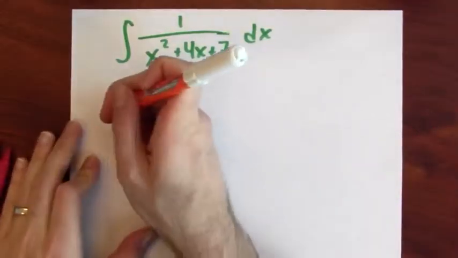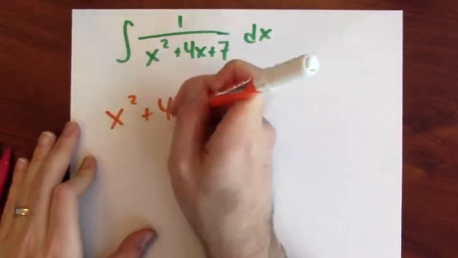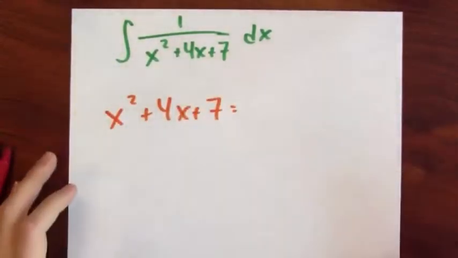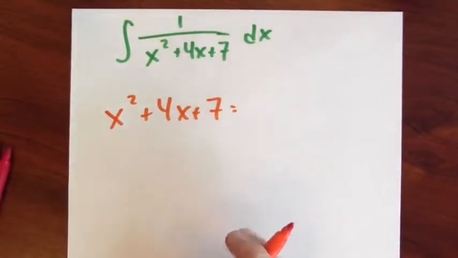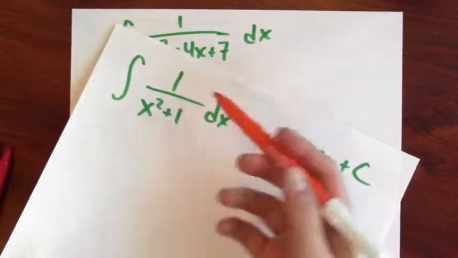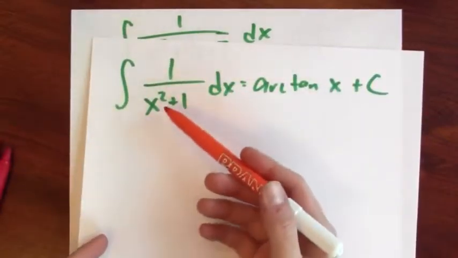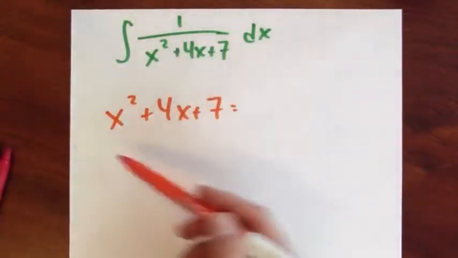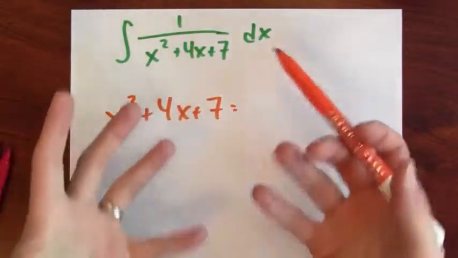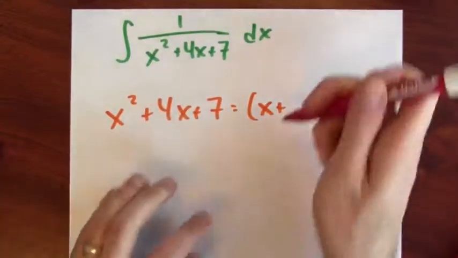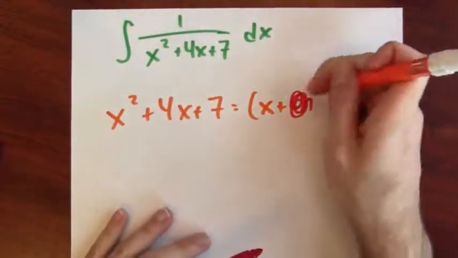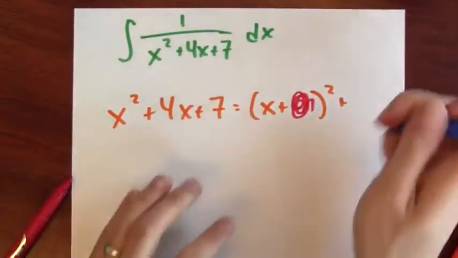What that means is that I'm going to rewrite x squared plus 4x plus 7, and I want it to look more like the example I know, right? The example that I know is this thing. I know the antiderivative of 1 over something squared plus 1. So I try to rewrite this quadratic polynomial so it looks more like that. So I'm going to try to rewrite it so it looks like x plus something, squared, plus something. The trouble is how to find the blue and the red somethings.